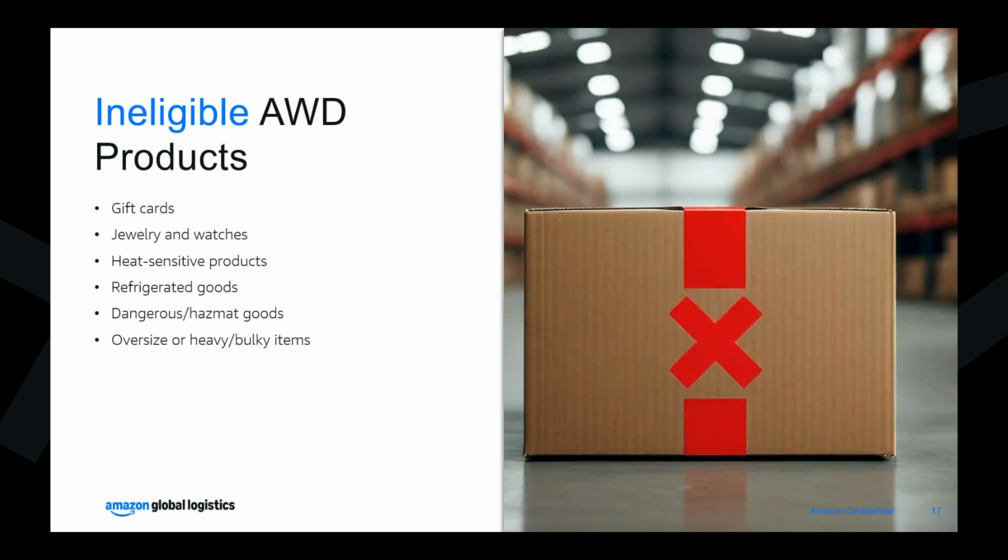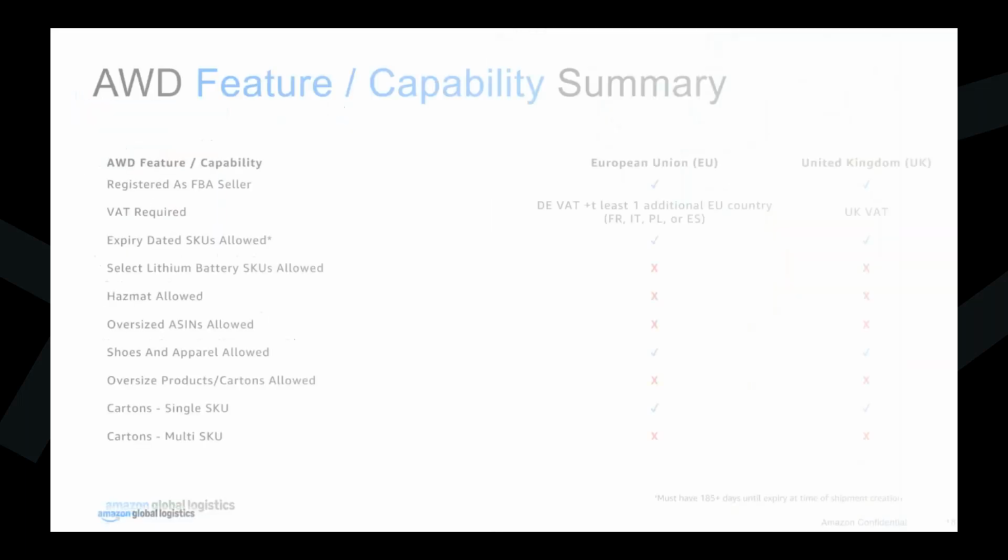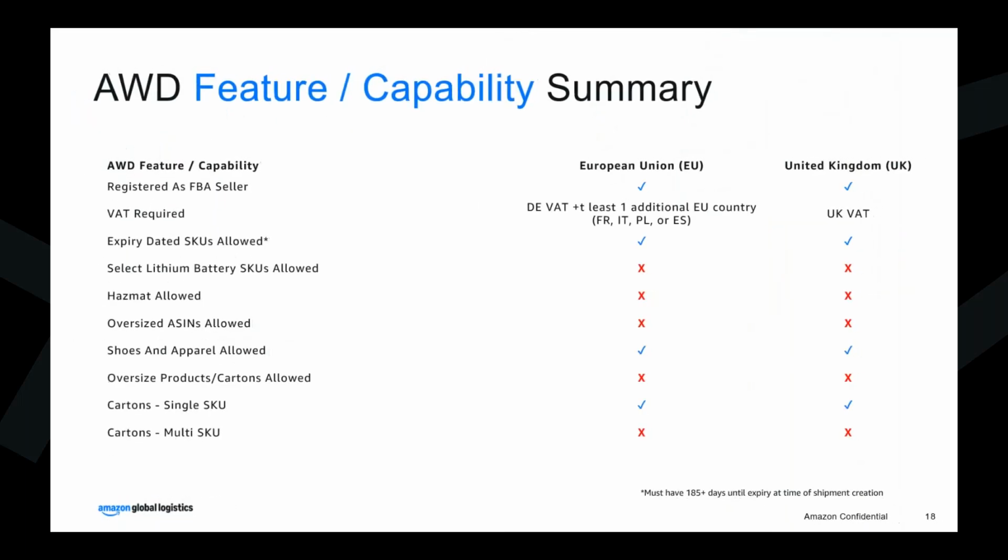For the ineligibility of products, you can see here that there are some as well. Not only the oversized and heavy and bulky items are part of it, but also gift cards, jewelry, watches, heat-sensitive products, refrigerated goods, and also hazmat and dangerous goods are at the moment items that we do not allow in AWD. But we're usually working on adding more categories, on hearing the feedback from our customers and our sellers. So we're really trying to make it work for you.